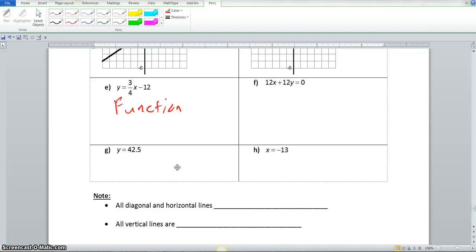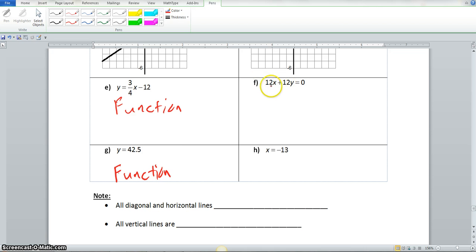Okay, picking up where we left off, I started talking about g here, which is y equals 42.5. Now, whenever you have y by itself, and it's taken to the first power, and there's no x, automatically it's a function, because your x values will not repeat here.